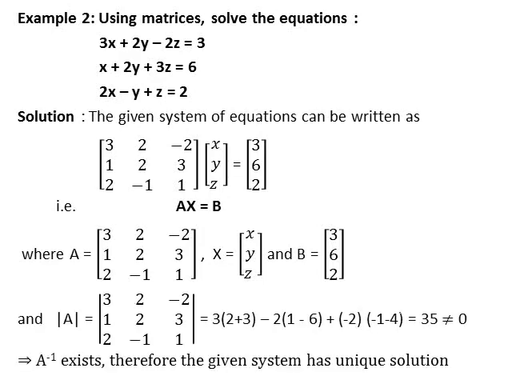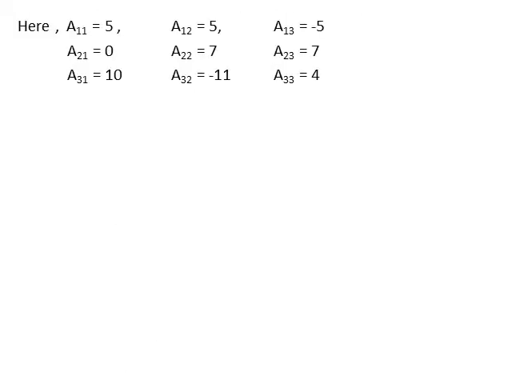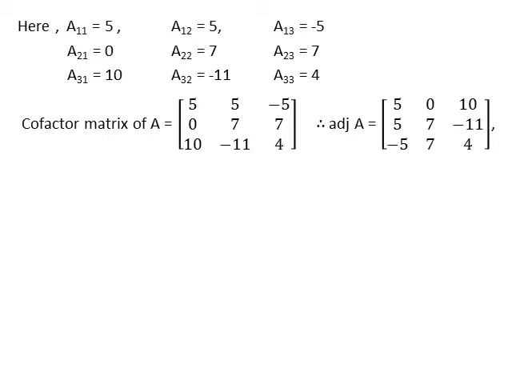Now, find the value of determinant of A by expanding it along R1 as shown here. We get determinant of A equals to 35. As determinant of A not equal to 0, so A inverse exists and the given system of equation has unique solution. Now, write the cofactors of all the elements of A. In next step, write the cofactor matrix of A and then write the adjoint of matrix A by taking transpose of cofactor matrix of A.